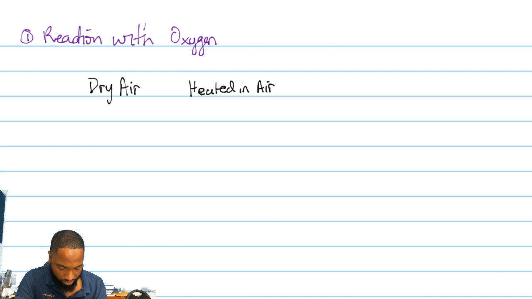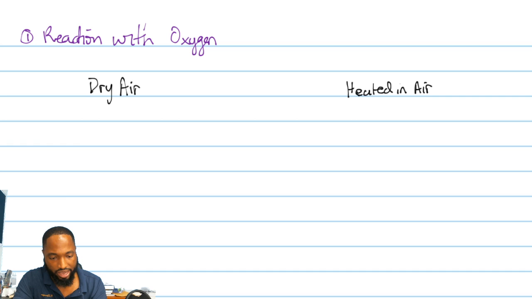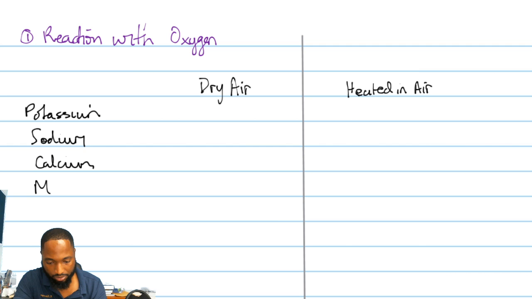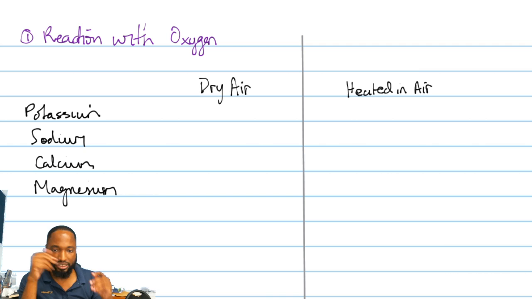And well, the equation. We need to know the equation, but we'll come around to that. So dry air, heated in air. So now we're using this series to form like a little table. I don't know how much we could get done in this space. Dry air, heated in air. So potassium. Sodium. Calcium. Magnesium. These are the big bosses. These are the gunters. So in dry air, what happens?